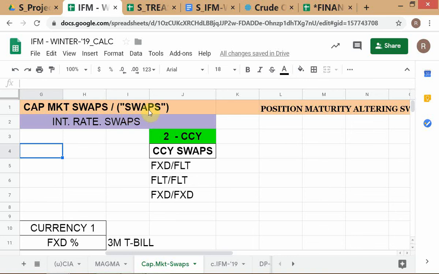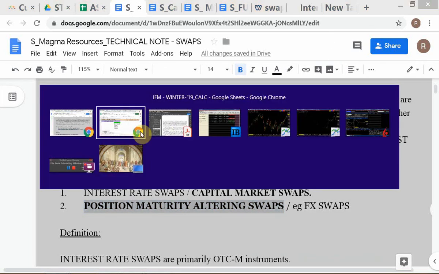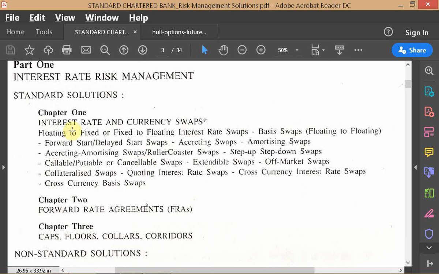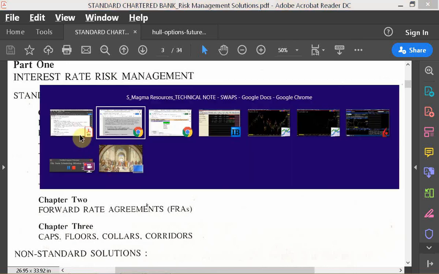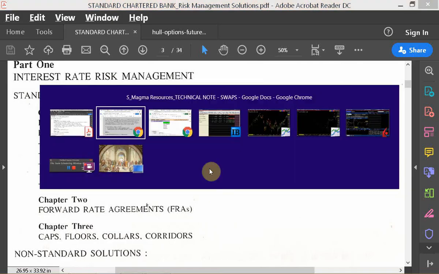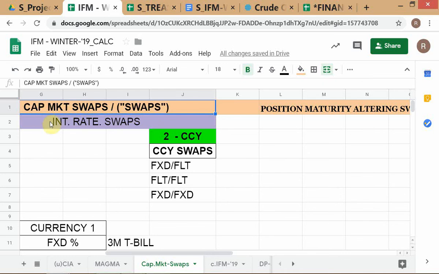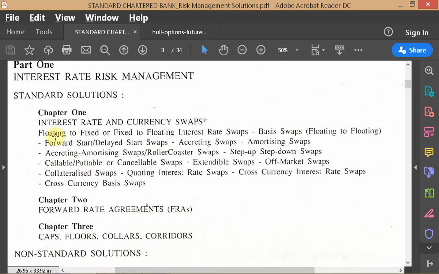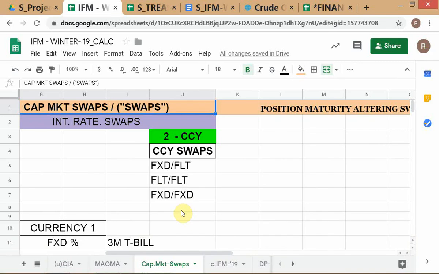First, the market's language. The market talks about two types of swaps. When they say swaps, they are referring to these kinds of transactions: interest rate and currency swaps, such as the basis swap. All these interest rate and currency swaps are what the market refers to as swaps, which you can see discussed in chapter 1 over here. This you will find in your finance reference folder from your IPM days.